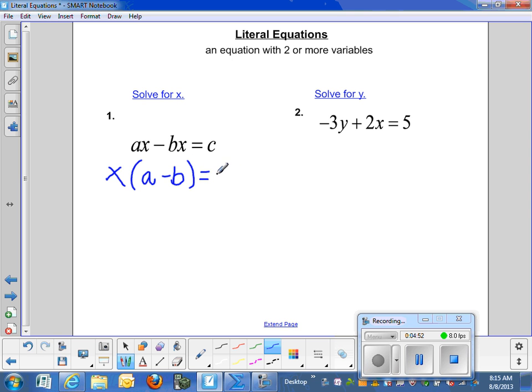Or think of it as undoing the distributive property. So let's distribute for a minute. X times a is ax. X times b is bx. So I'm just undoing the distributive property, and that has isolated my x here, because now I have x times this term of a minus b. So to get rid of that, to isolate x, I just have to divide by a minus b. X equals c divided by a minus b.